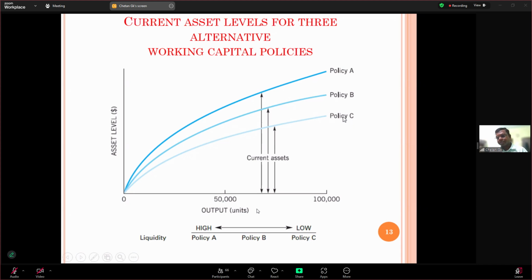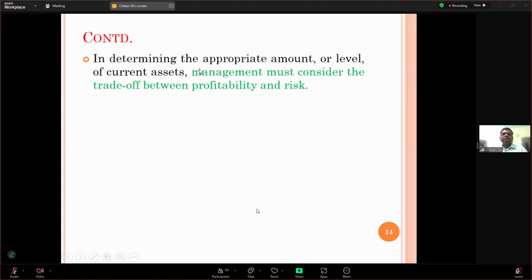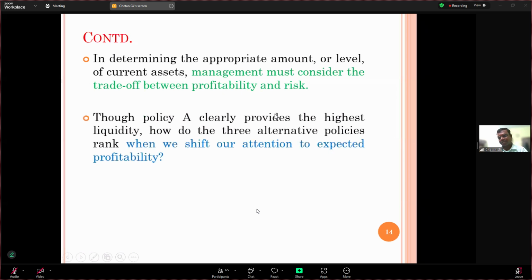Okay, policy A means you've got a huge amount of investment in current assets. Policy C means you've got a small amount of investment in current assets, and B is something in between A and C. In determining the appropriate level of current assets, the management must consider the trade-off between profitability and risk.